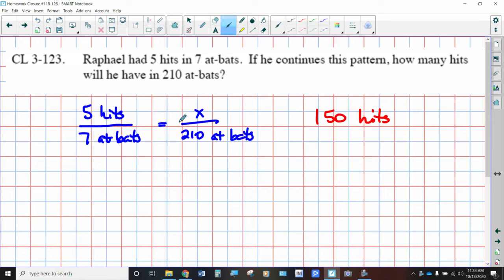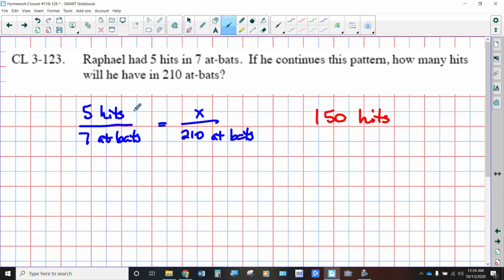We have to identify what the giant 1 multiplier is going to be. What would you multiply times 7 to give you 210? Whatever you multiply times 7 to give you 210 will also multiply times 5 to give us x. Now this is probably the easiest way of doing it. We know that 7 times 3 is 21, so that means our multiplier is going to be 30. And 5 times 30 is 150. So that would work. We would expect Rafael to get 150 hits if he continues hitting at this pace.